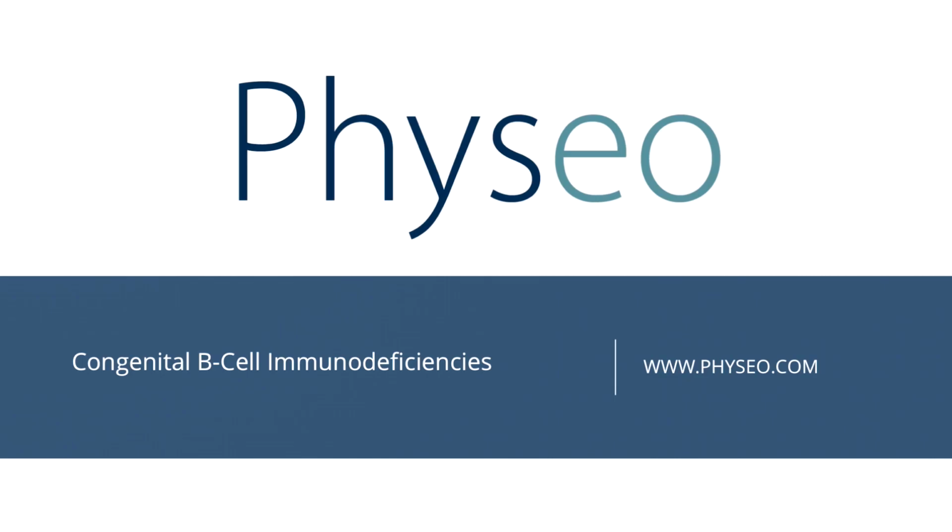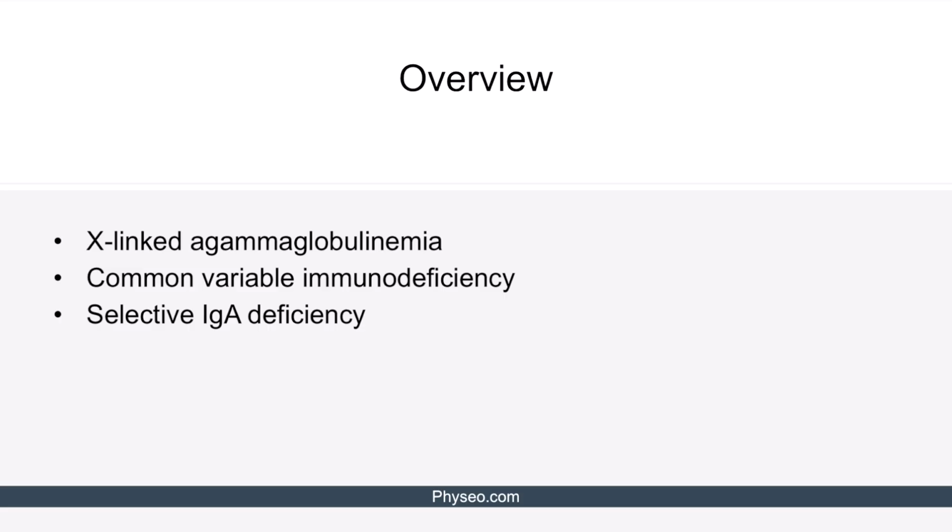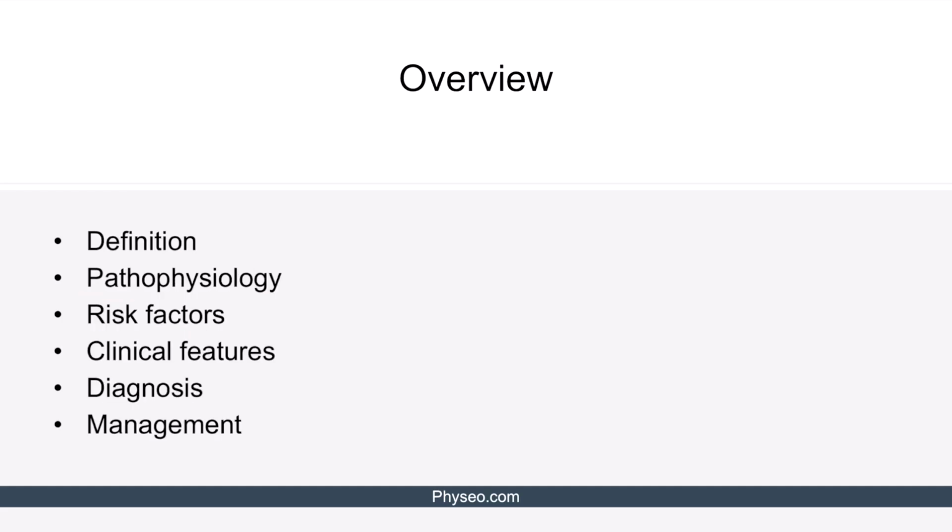Welcome to our video on congenital B-cell immunodeficiencies. Let's begin. In this lecture, we will go over X-linked agammaglobulinemia, common variable immunodeficiency, and selective IgA deficiency. For each topic mentioned, we will cover its definition, pathophysiology, risk factors, clinical features, diagnosis, and management.